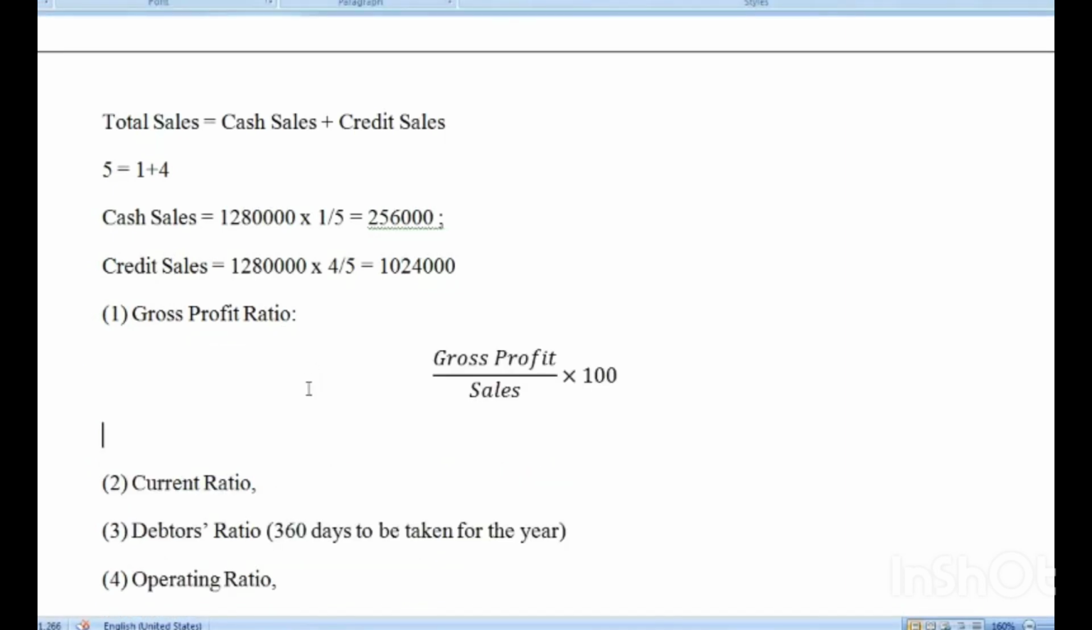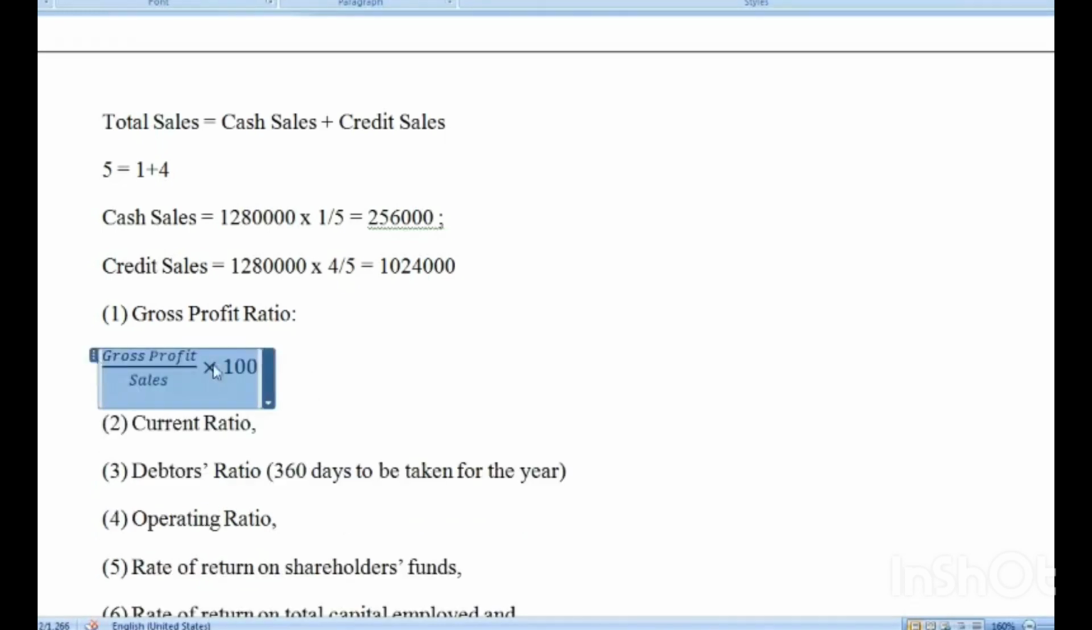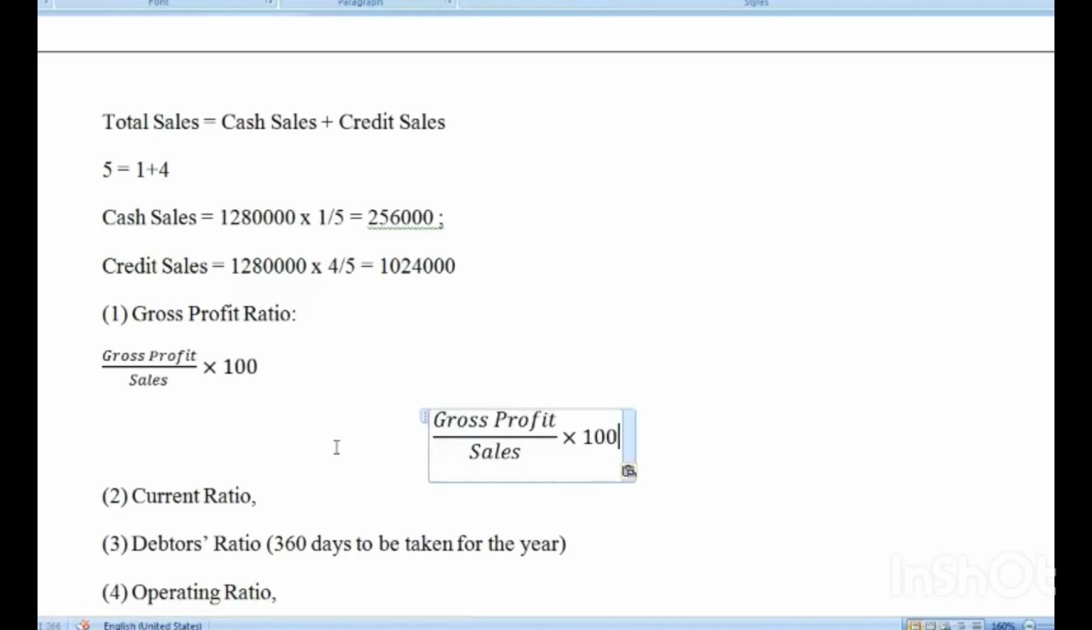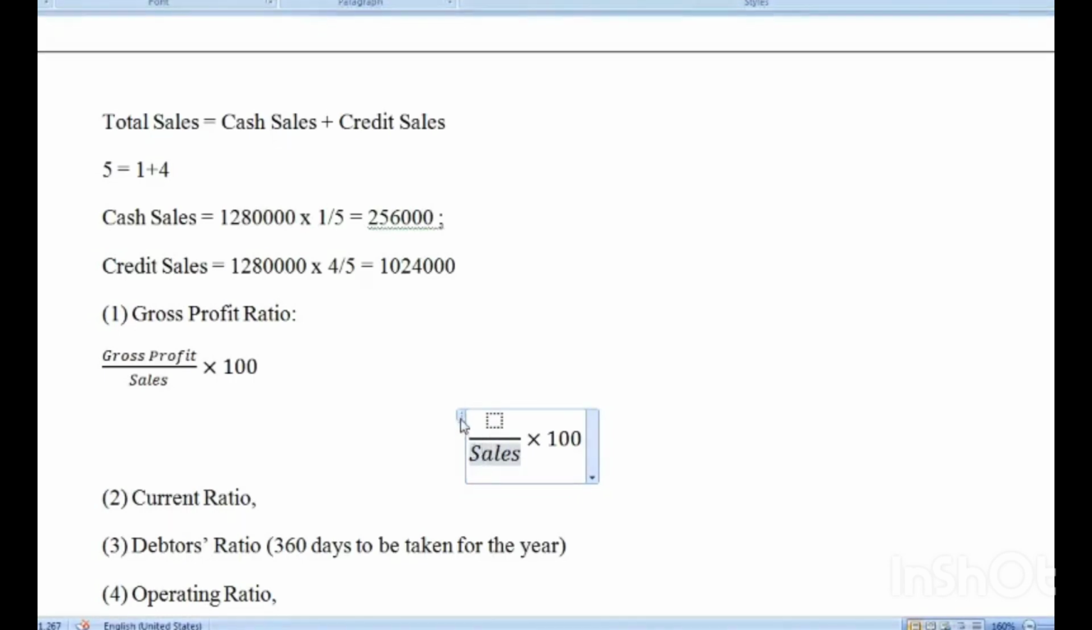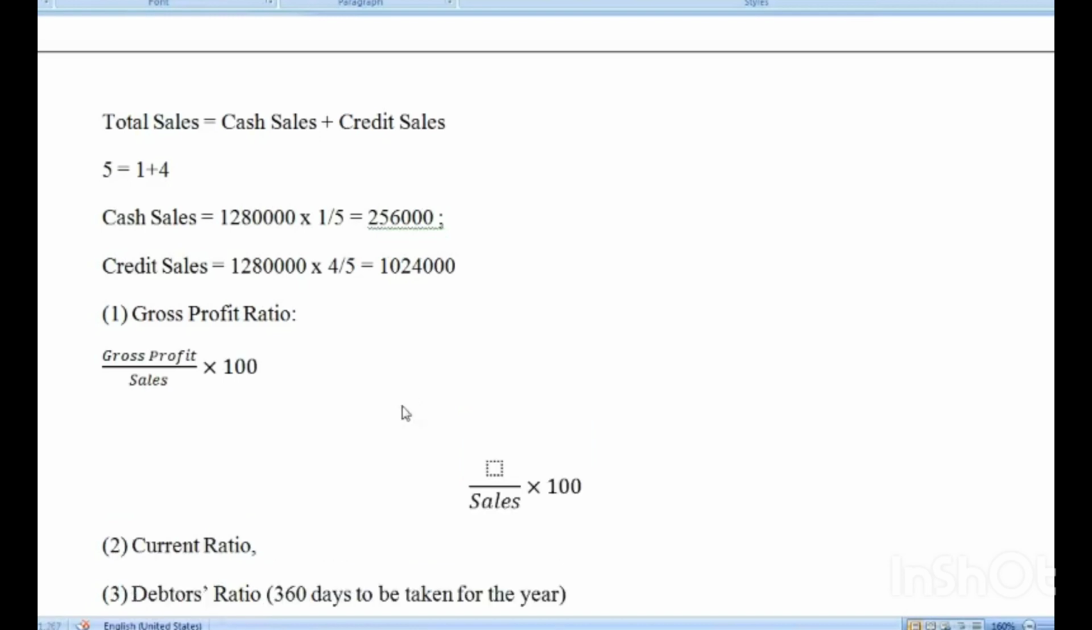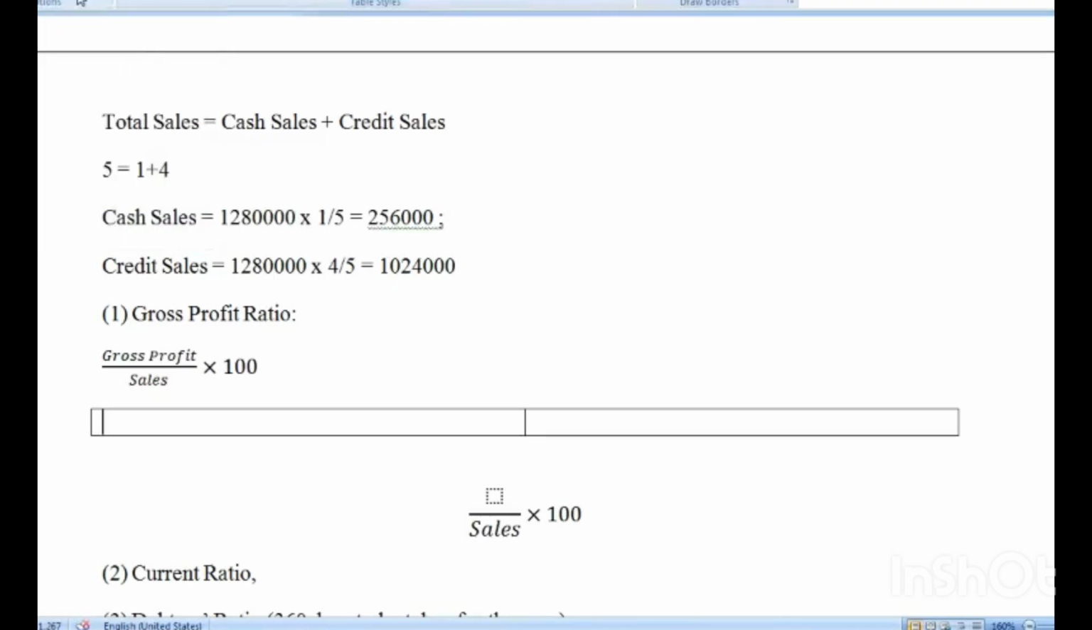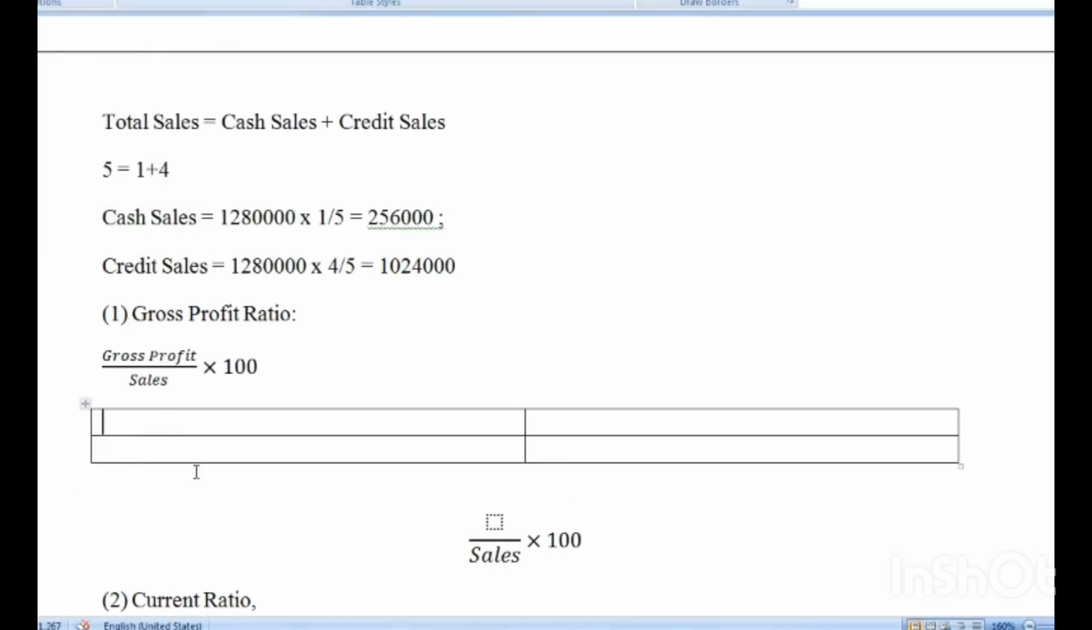Now put the values in the formula. What is gross profit here? We have to calculate for both companies, R Limited and K Limited. Then we compare both and give a conclusion. This is for R Limited and this is for K Limited.